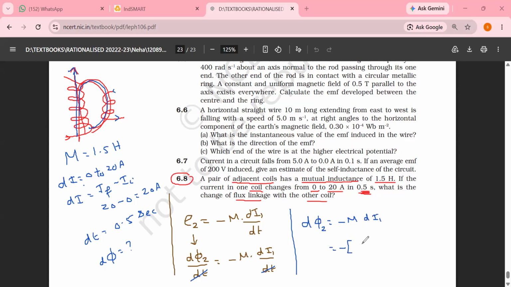So minus, what is M? 1.5. What is dI? 20 ampere. So if you multiply, what is 1.5 into 20? It gives 30. So 30 Weber, minus 30 Weber. It is the change of flux. You can take the modulus. Any doubt, you can ask me now.